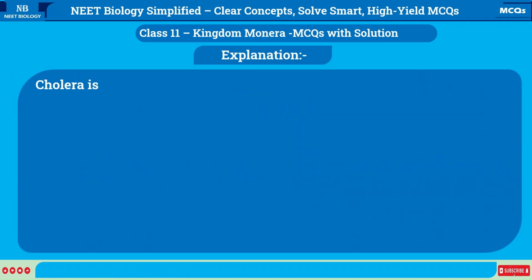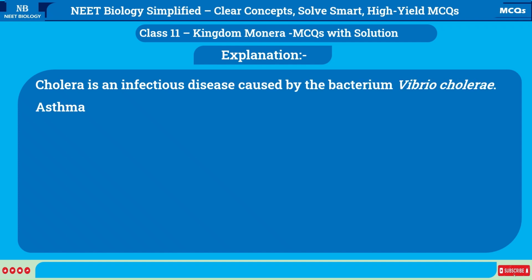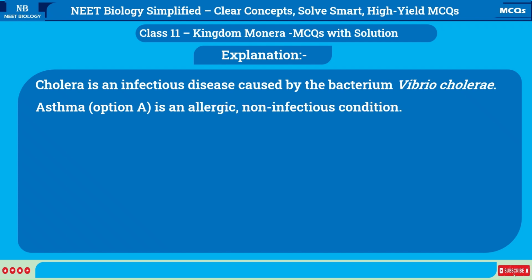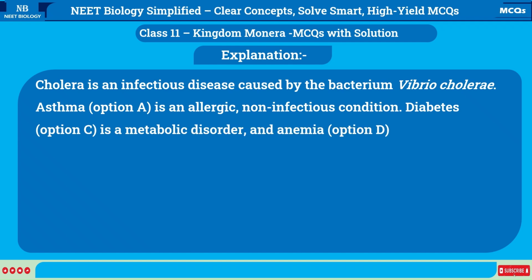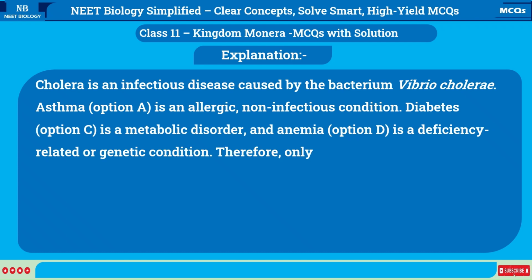Explanation: Cholera is an infectious disease caused by the bacterium Vibrio cholerae. Asthma, option A, is an allergic, non-infectious condition. Diabetes, option C, is a metabolic disorder. And anemia, option D, is a deficiency-related or genetic condition. Therefore, only option B points to a disease of bacterial origin.